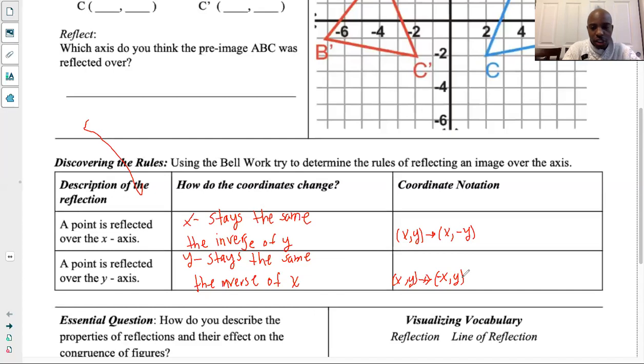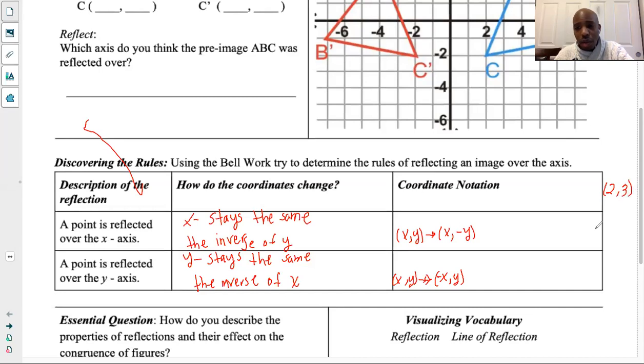So x changes and y stays the same. So let me do an example right on this bottom here. Actually, it might be better to do an example over here. Let's do it as a coordinate, let's say 2 comma 3.